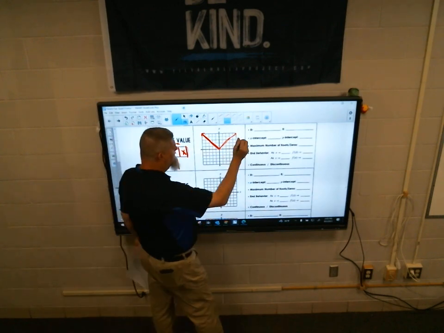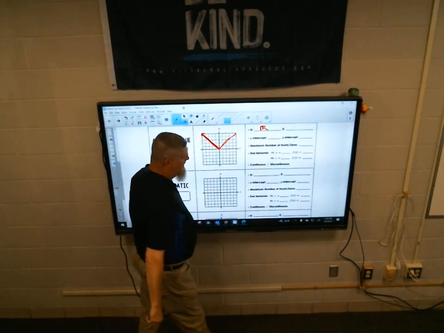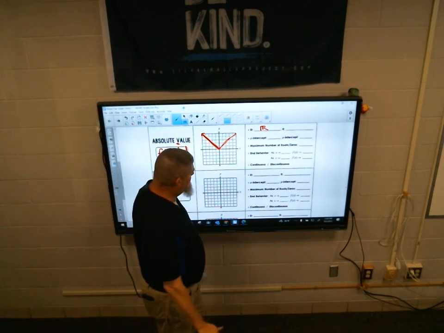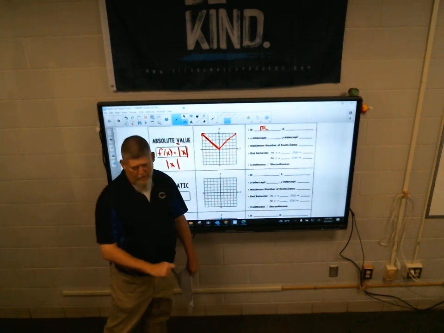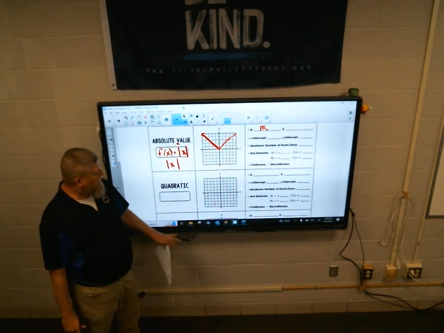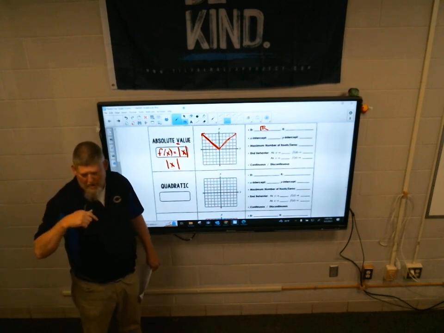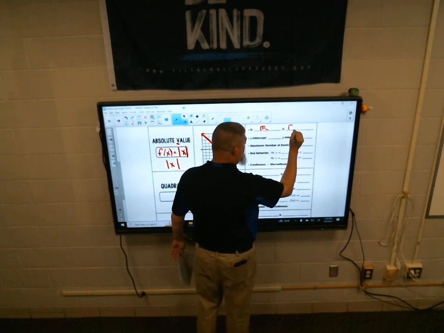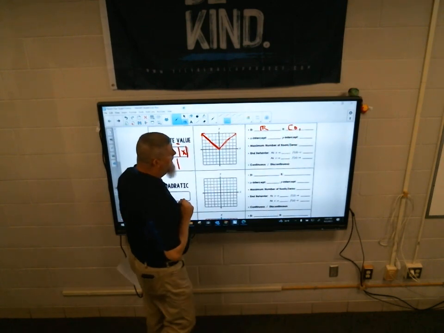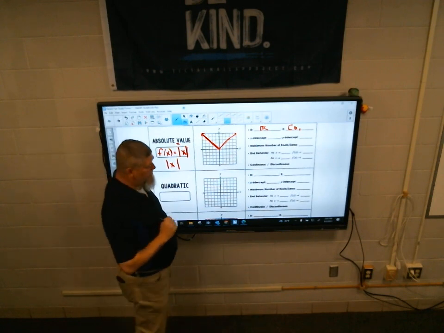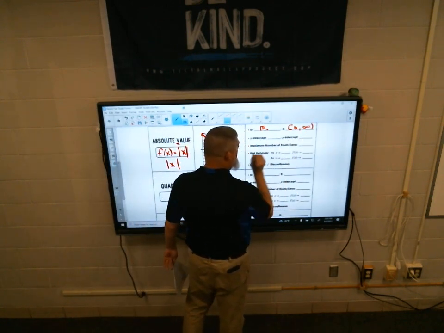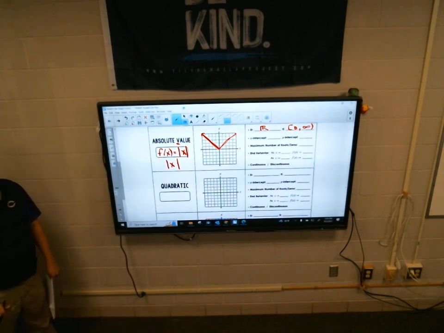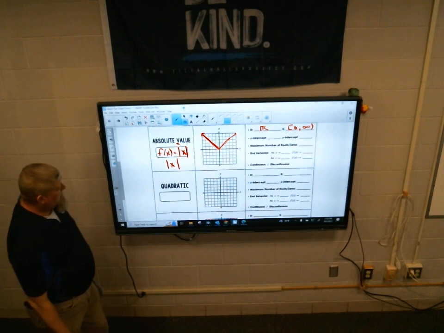So domain, all reals, because you can take the absolute value of any real number, decimal, fraction, doesn't matter. Range is not all reals. What are the y values here? How low does absolute value go? It goes down to 0. So I'm going to put a bracket because it's closed, 0, but then it does go up forever, up to infinity.